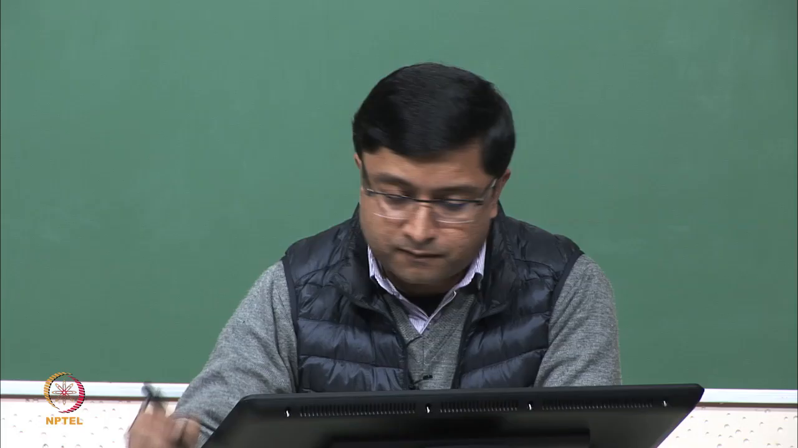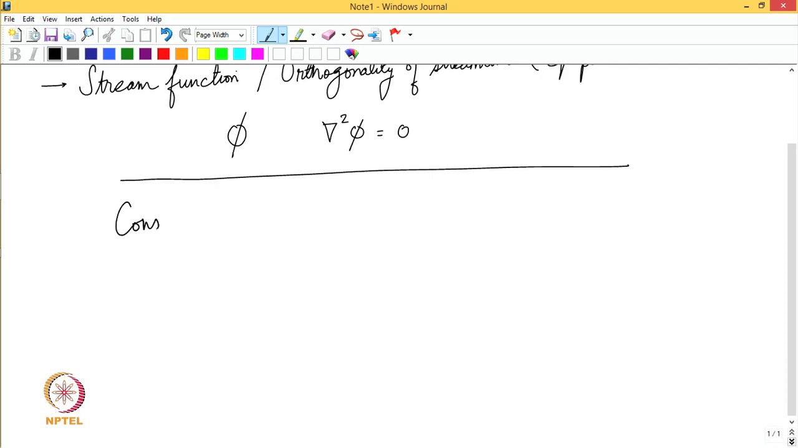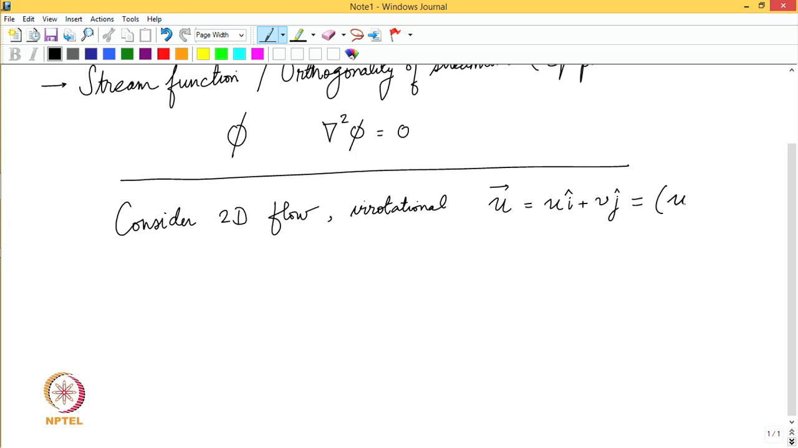So, to begin, let us consider a 2D flow, and let us say this flow is irrotational. Now, in this 2D flow we can write the velocity vector u to be either u i cap plus v j cap, or I would use a shorthand notation where I would write this as u comma v.